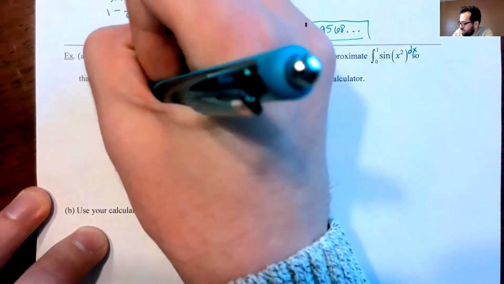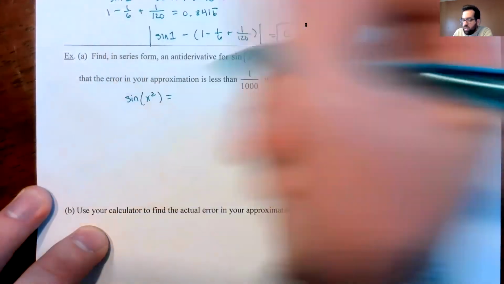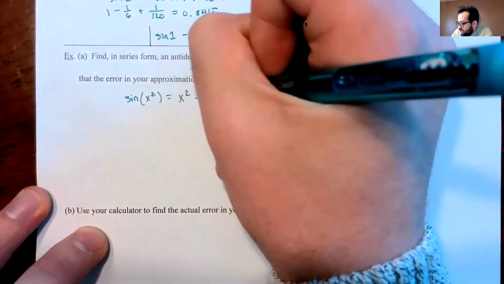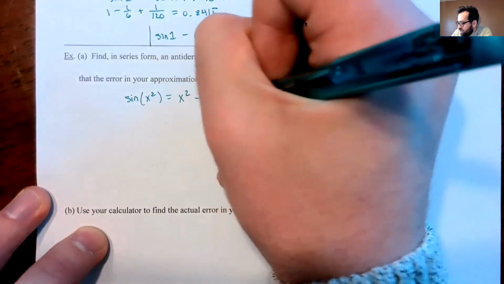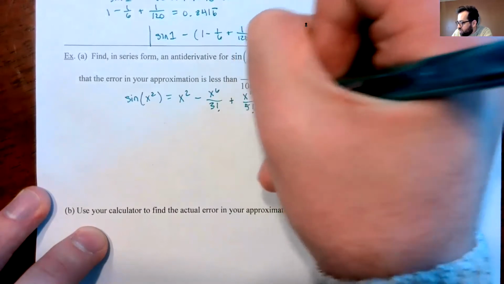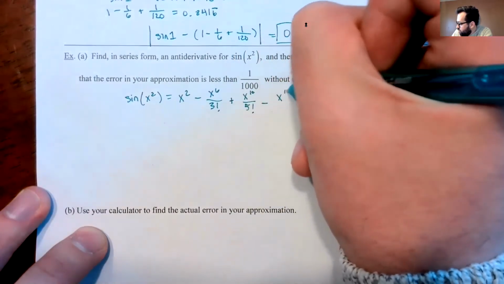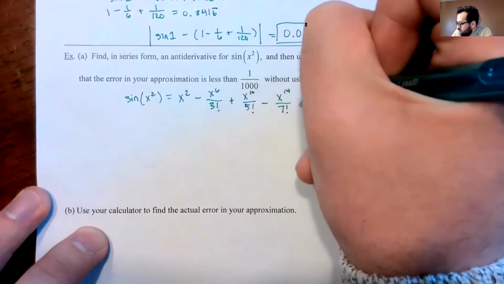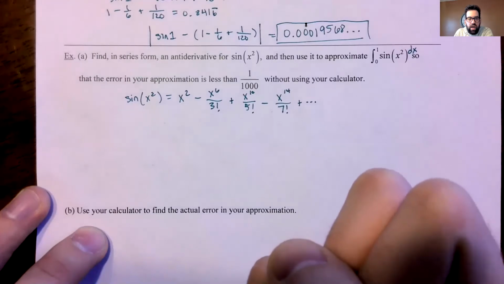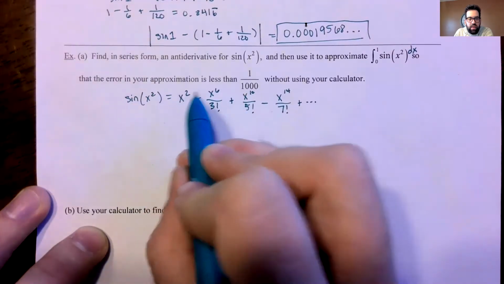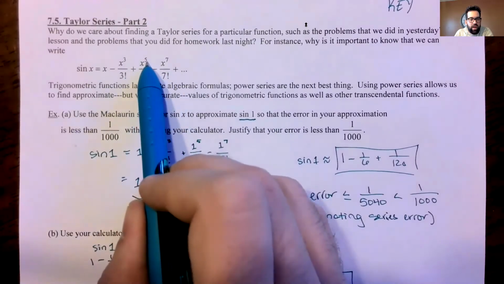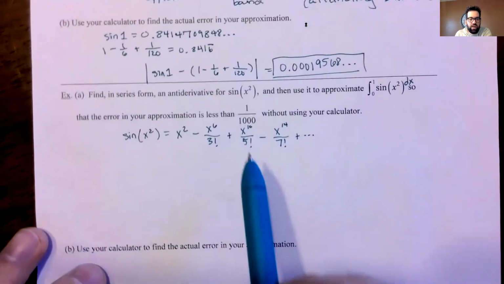So let's start with that. We have sine of x squared. I'm just going to put x squared for every x. So we end up with x squared minus x to the 6th over 3 factorial plus x to the 10th over 5 factorial minus x to the 14th over 7 factorial, etc. And the exponent's doubled, right? Because if we have x squared to the 5th, it means we're doing 2 times 5, so we get a 10.